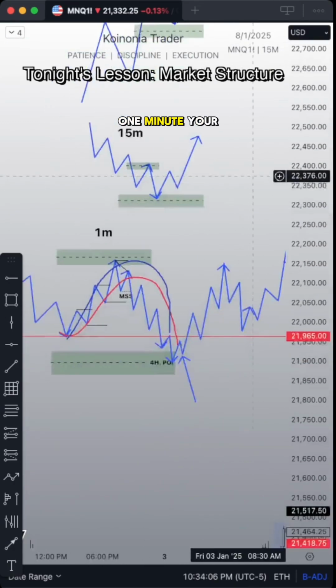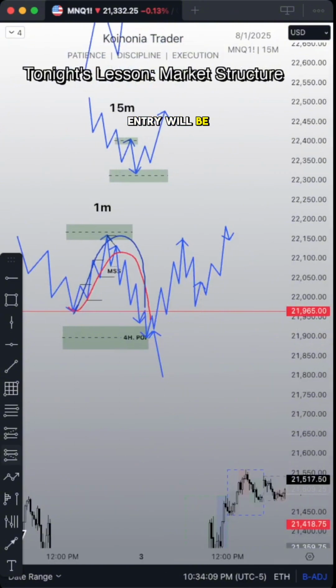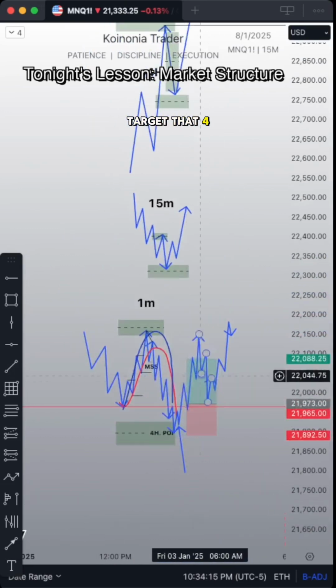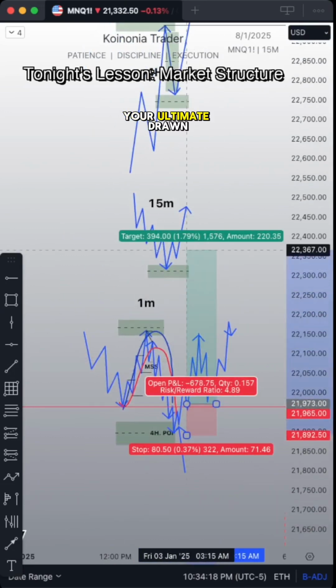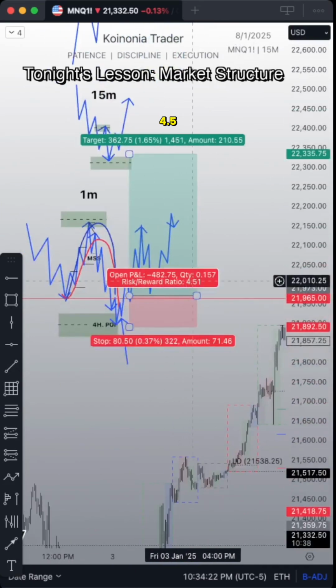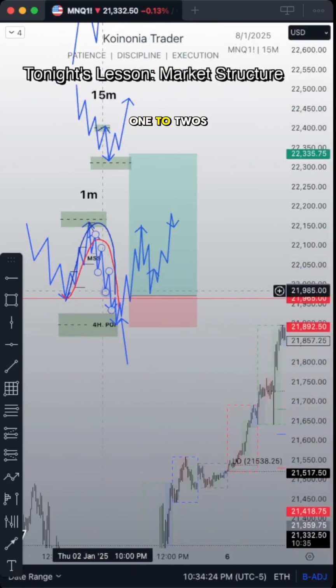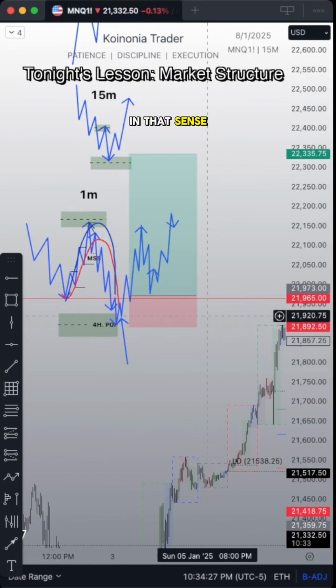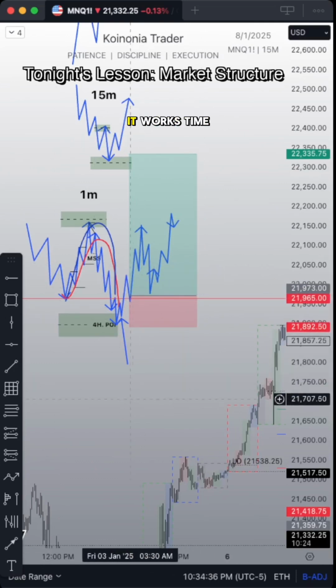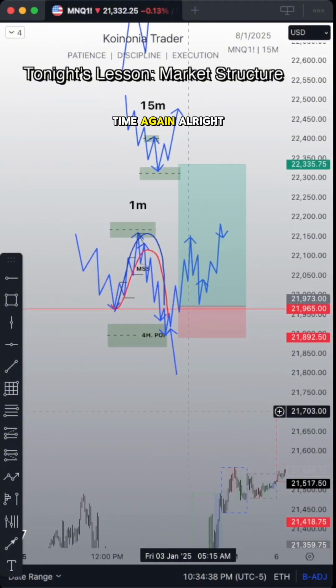So on the 1 minute, your entry will be somewhere here, right? Let's say this is your entry here. You put your stop below that swing low, and then you target that 4 hour high as your ultimate draw on liquidity. And that's how you end up getting trades that are very nice risk to rewards, at 4.5. You get nice 1 to 2s, you get nice 1 to 3s in that sense. And that's exactly how I do it pretty much. That's exactly how I read market structure every single day. It works time and time again.